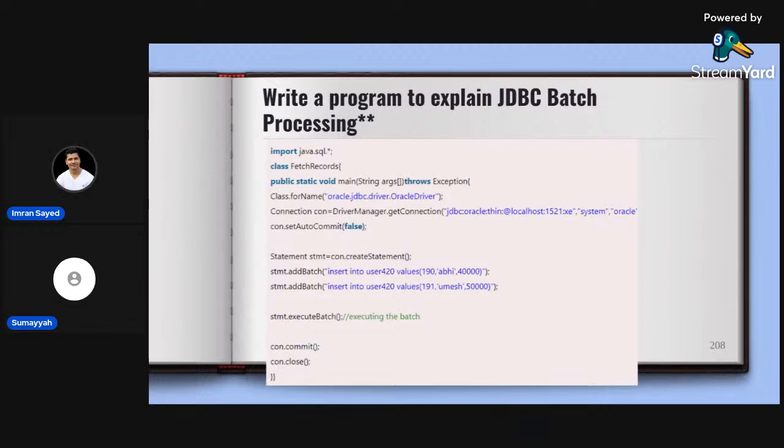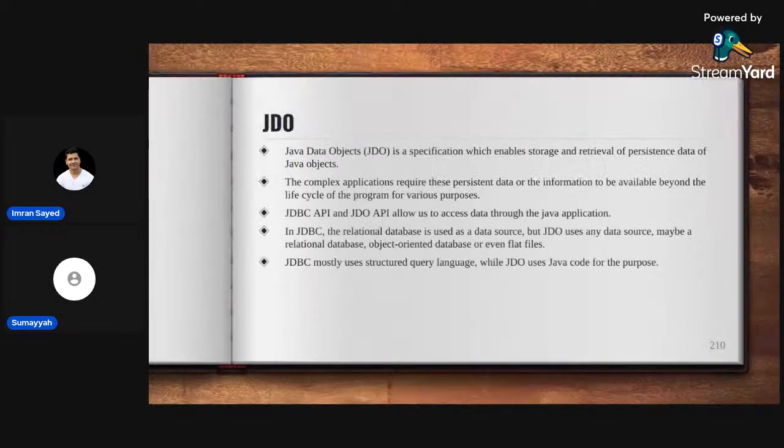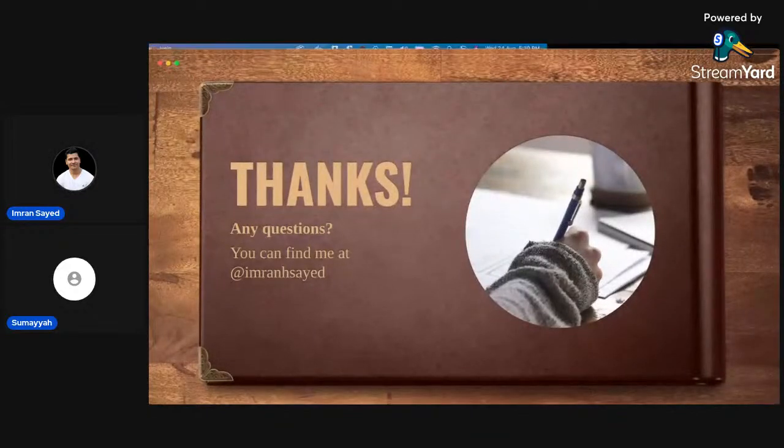Then we create the statement and hold it in the statement, and then using statement.addBatch, we are adding the first query, insert into user420 values, into that batch, and then we add a second query in the batch. Finally, using executeBatch is going to execute both the queries together rather than executing them one by one. Then we commit it, and then we close the connection. Okay, finished.